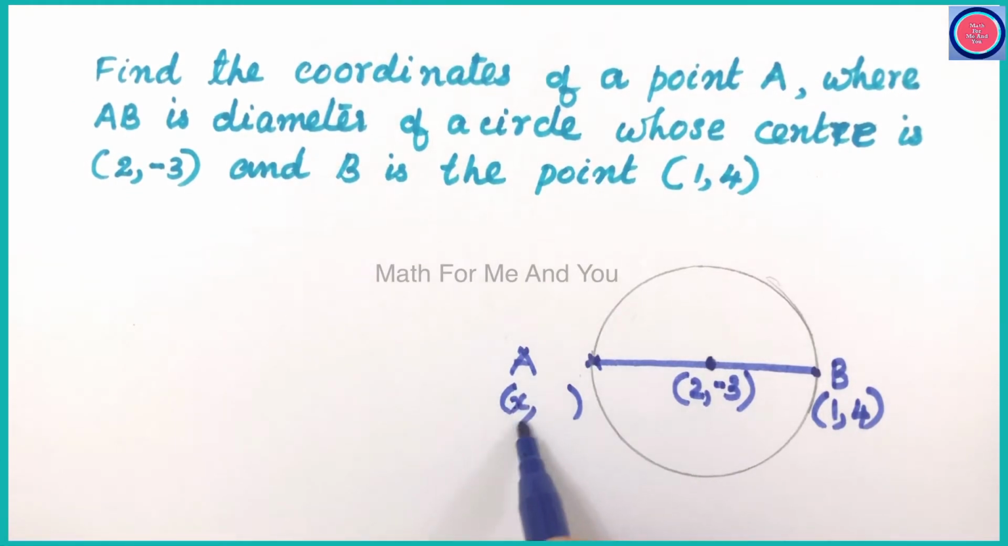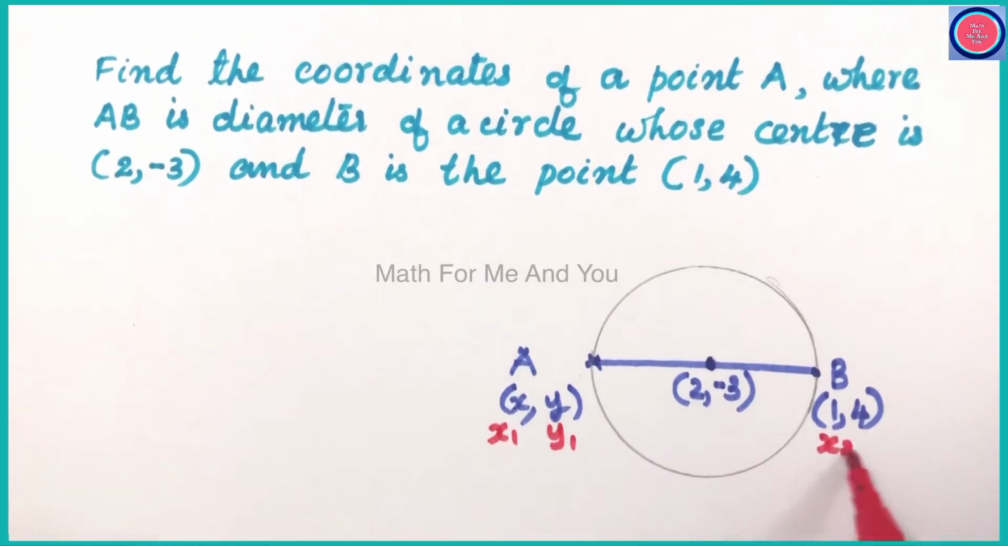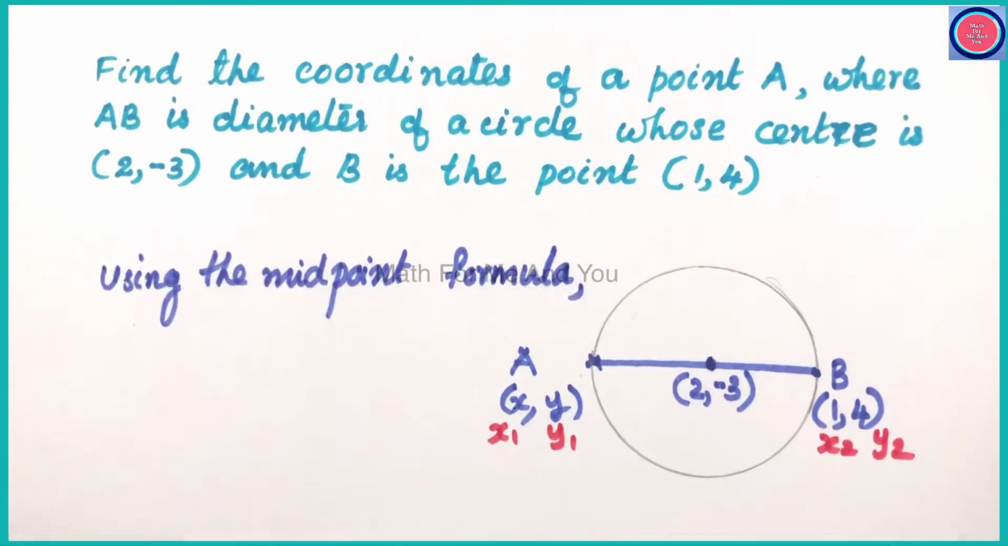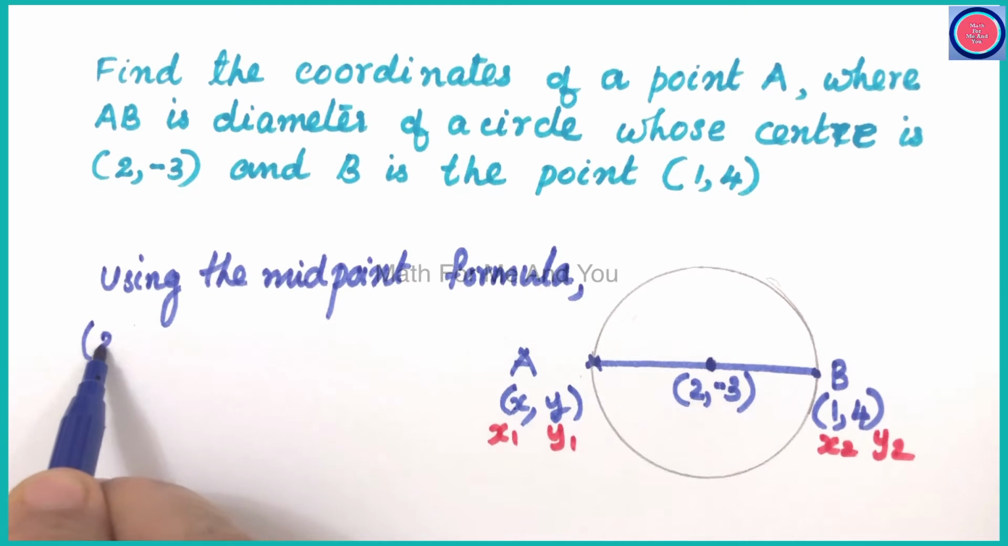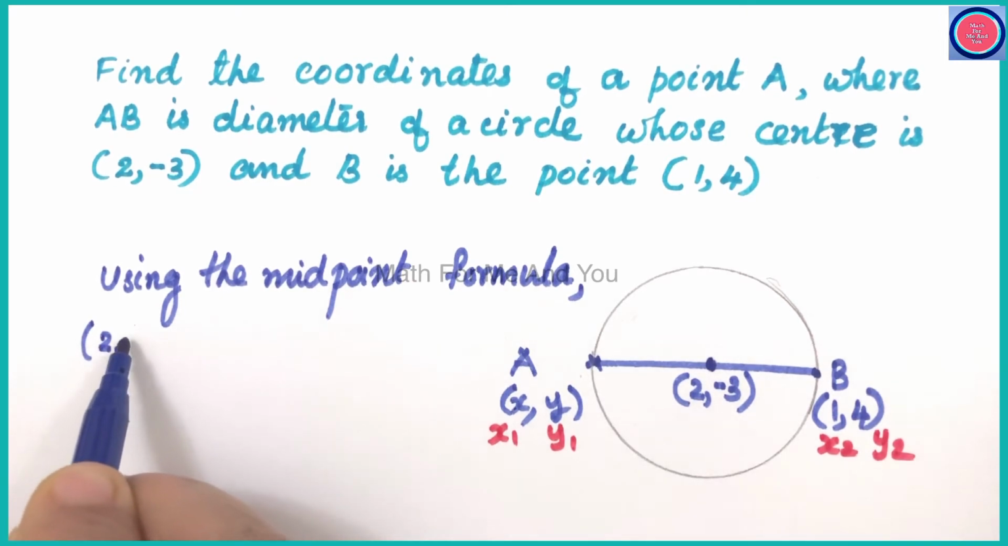Now we can find the coordinates of A, that is x and y, by using the midpoint formula. Let's select A as the first point x1, y1 and B as the second point. We can use the midpoint formula. By using the midpoint formula, we get the coordinates of the midpoint. And what is the midpoint here? It is the center, 2, minus 3. So we can write 2, minus 3.